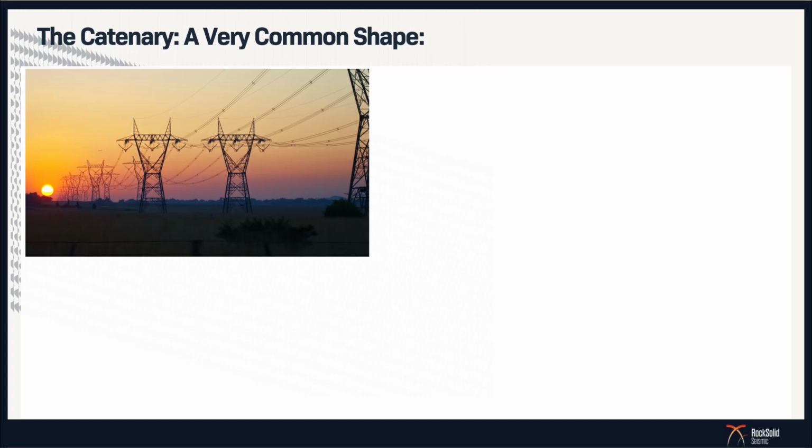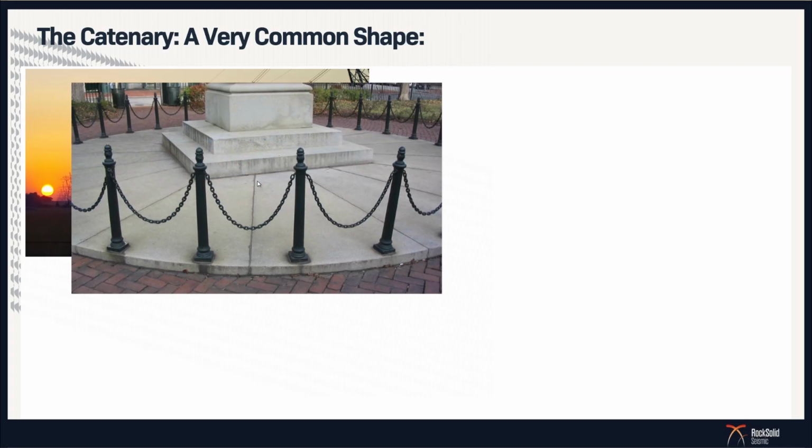So the catenary is a shape that we see of strings or ropes or chains or wires under the action of gravity and in tension as well. Right, so we're seeing it in this location here.